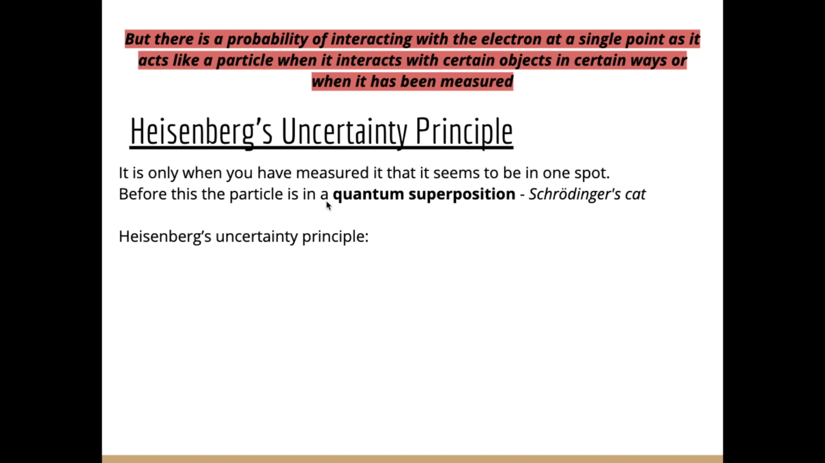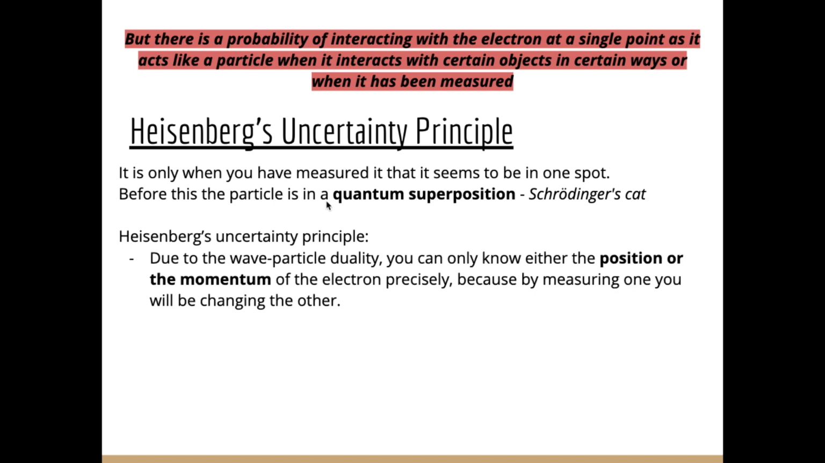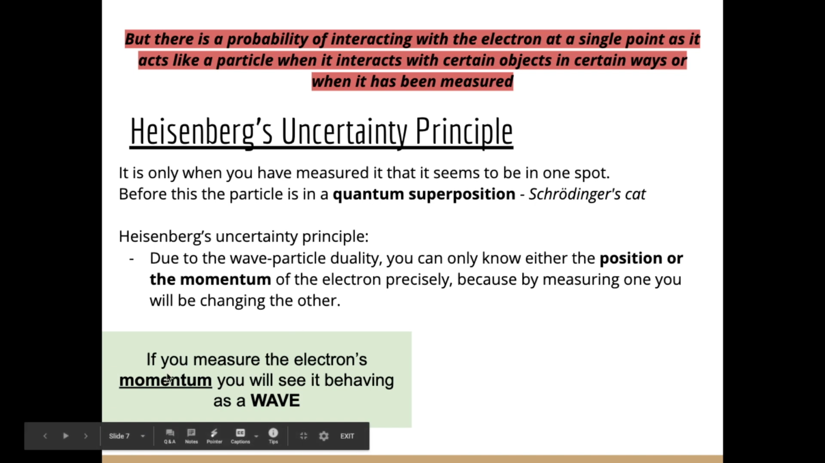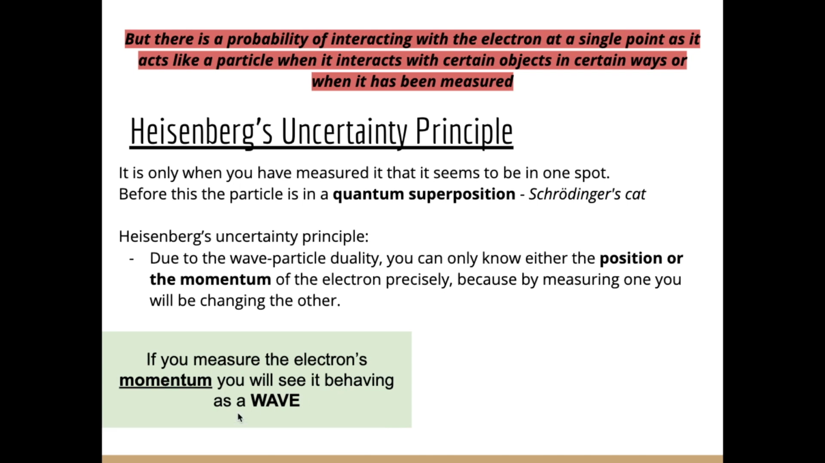So what is the uncertainty principle? The uncertainty principle states, due to the wave-particle duality, you can only know either the position or the momentum of the electron precisely, because by measuring one, you will be changing the other. If you measure the electron's momentum, as in its speed, its movement, you will see it behaving as a wave. However, by measuring its momentum, through that very method, you have to have changed the particle's position.